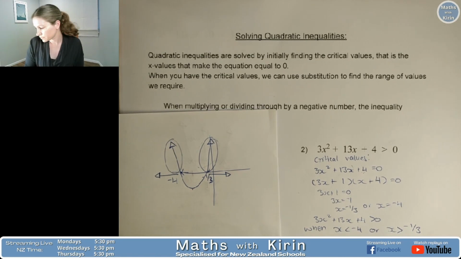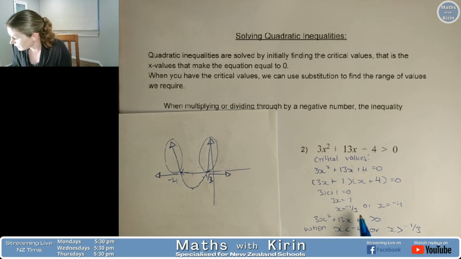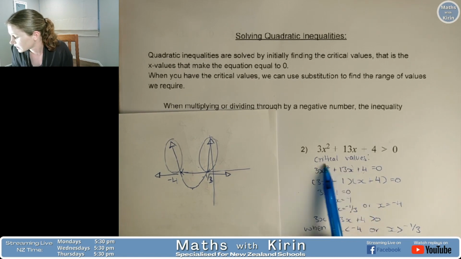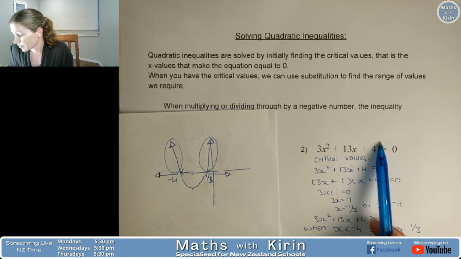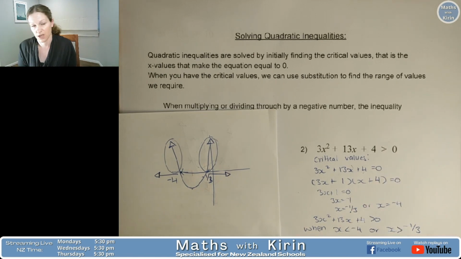Again, we could use our substitution. If we picked a value in between negative 4 and negative 1/3 and substituted it into this up here, we would find out whether it's negative or positive. And we could use that. Otherwise, I actually find the sketch quite helpful.